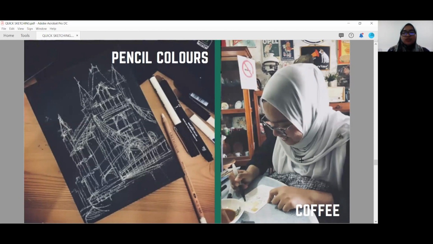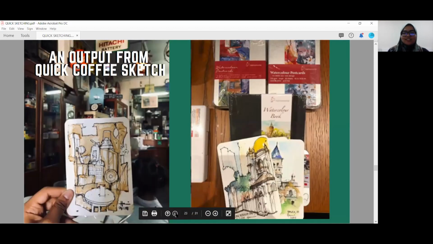I also do coffee sketching. If you are interested, you can try. These are the outputs from the quick coffee sketch. This is the quick coffee sketch in the cafe. These are the products from the watercolor postcards and the watercolor during my travels.